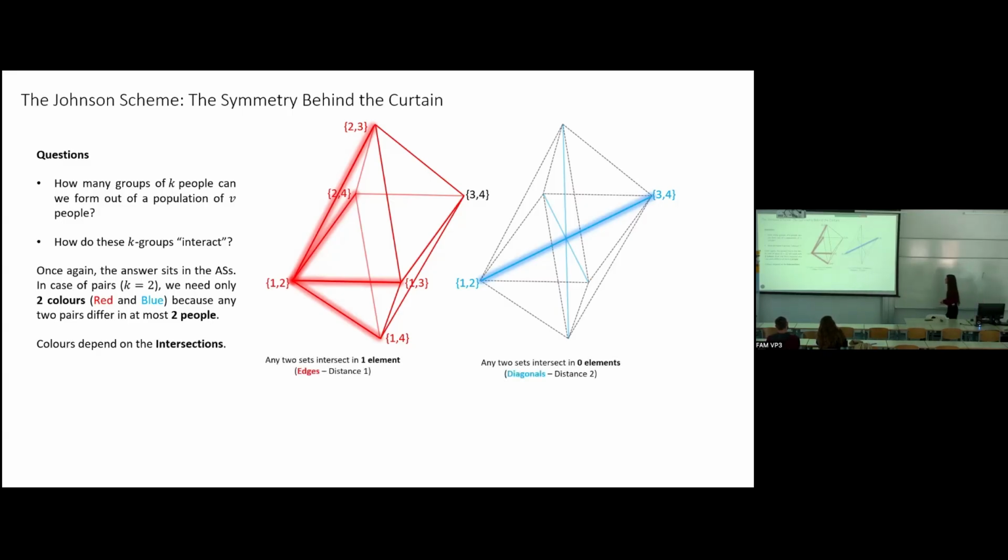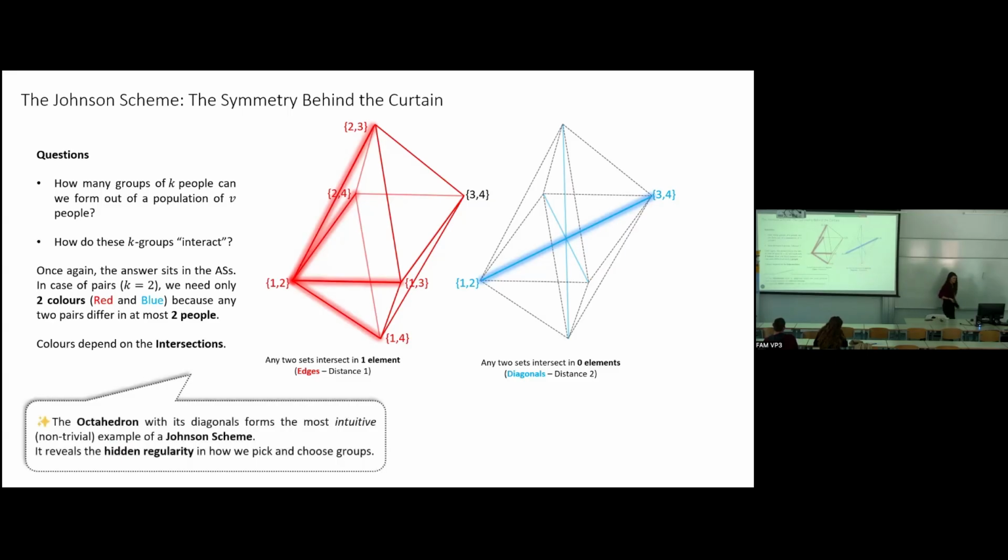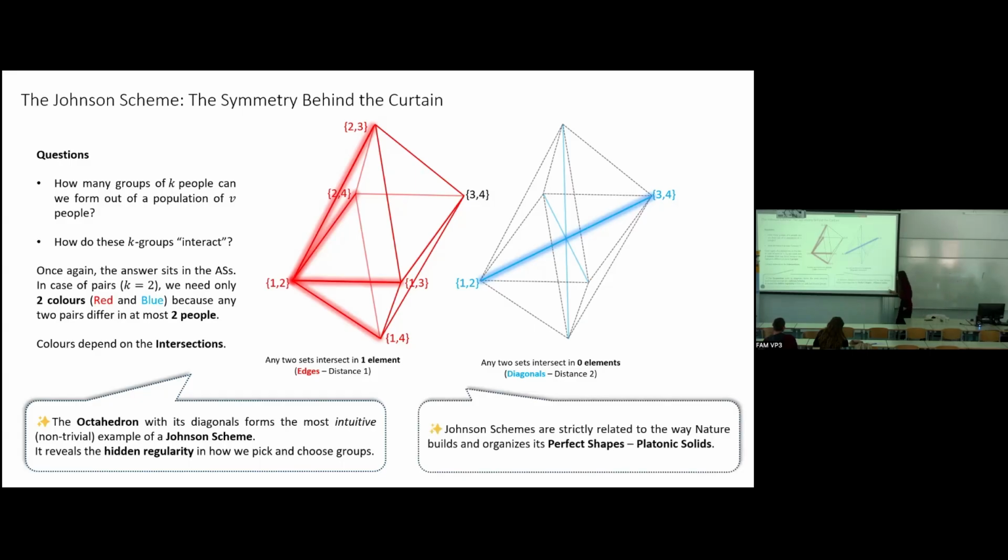Again, I'm just explaining how we connect and how we pick the colors here according to the distance. So again, just revisiting what I said, the octahedron with its diagonal forms one of the most intuitive association schemes belonging to the Johnson scheme family. Again, this is attractive. It reveals hidden regularity behind how we choose groups. But more: Johnson schemes, and this is very interesting for me, are strictly related to the shapes that we can observe around us in nature, and also in buildings.